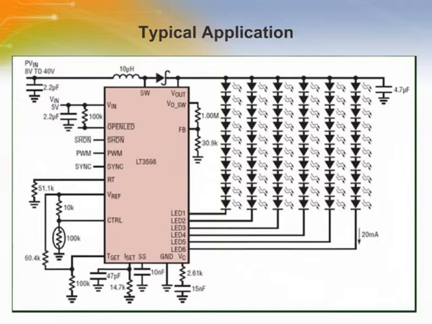This diagram describes the typical application of driving 60 white LEDs. The LT3598 is used to drive up to 6 strings of LEDs, each with up to 10 white LEDs in series, while delivering efficiencies up to 90%.